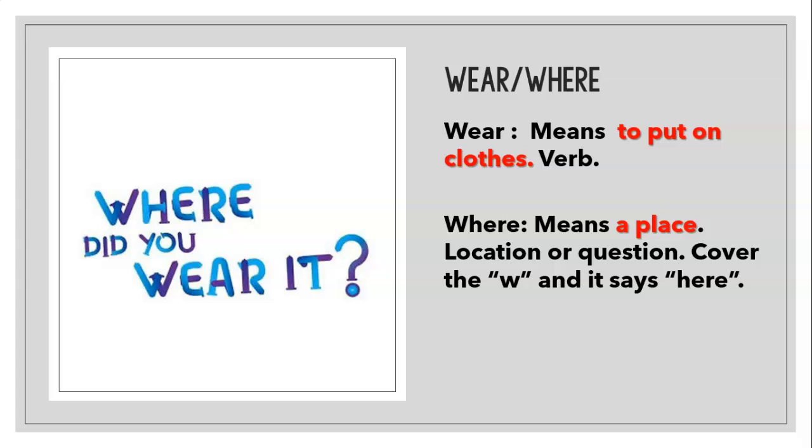Our last set of words is wear and wear. Wear with an A-R means to put on clothes. I like to wear lots of blue because blue is my favorite color. Where with an H-E-R means a place. It's a location or a question. Where did you find your pencil? I am going where I can think without hearing all of you talk. Again, you can use the same trick for this one as you use for there. If you cover up the W, it says here, so you know it's a place word.